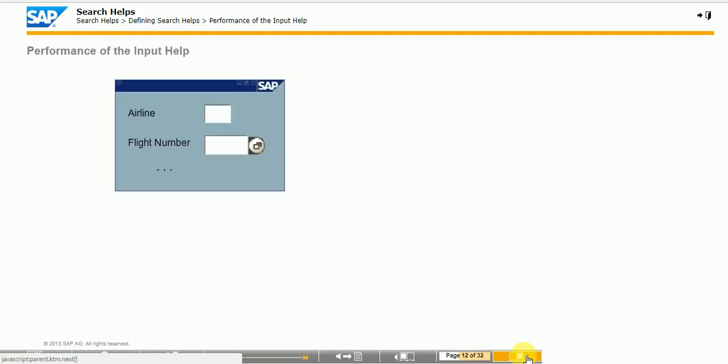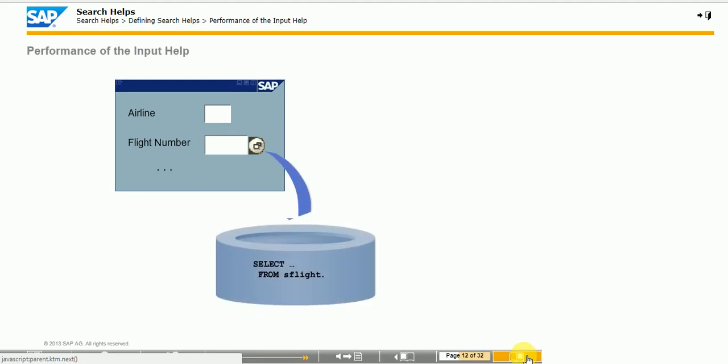A large amount of data sometimes has to be searched in the selections for an input help. This means that the user might have to wait a long time for the possible entries to be displayed and can also result in a significant increase in the load on the system. When defining a search help, you must check whether you can take measures to optimize the access behavior for the selection method. This is especially true if the selection uses a view and therefore more than one database table.